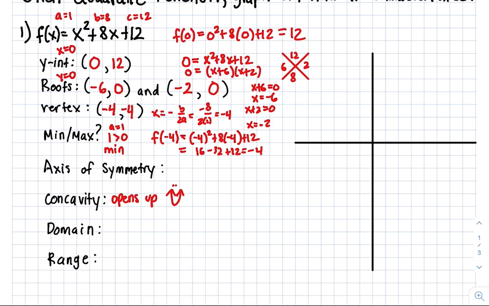Axis of symmetry, remember, is the x value of your vertex, which is negative 4. So x is going to equal negative 4. Now, before we begin domain and range, let's graph this. So I'm going to make these intervals of 2, and I'm just going to make these intervals of 1.